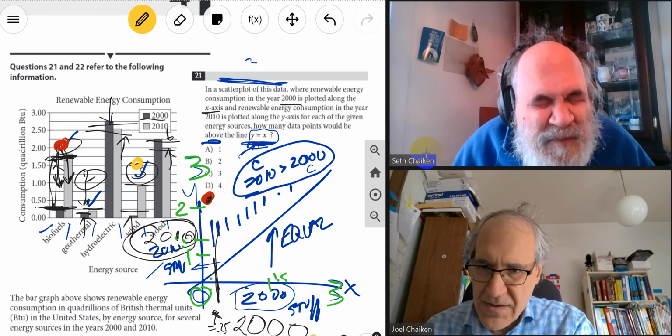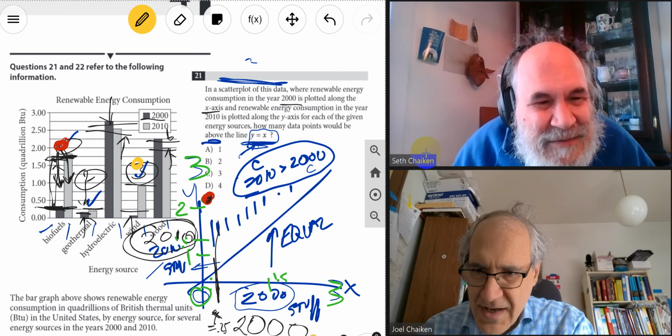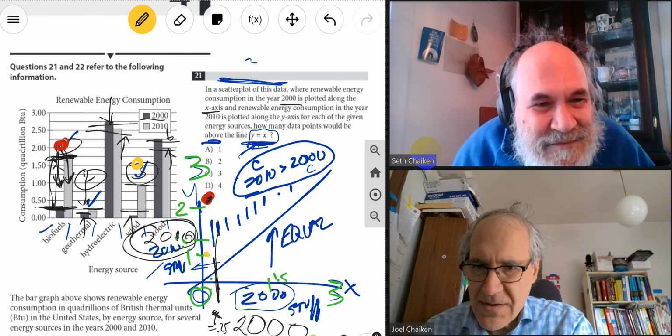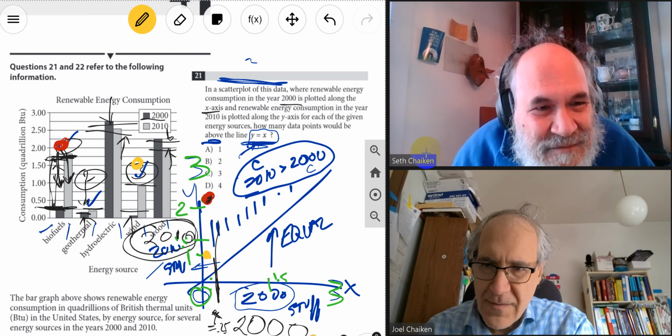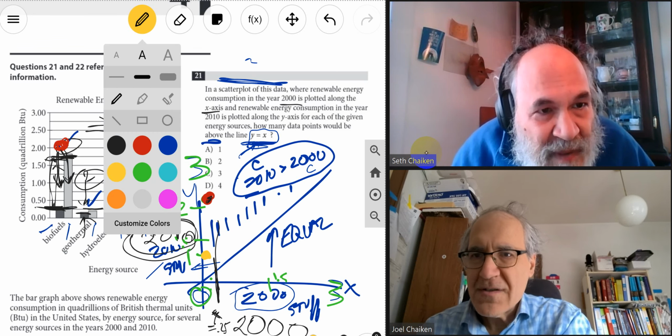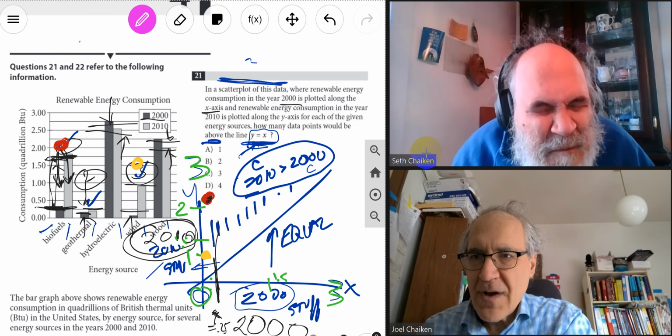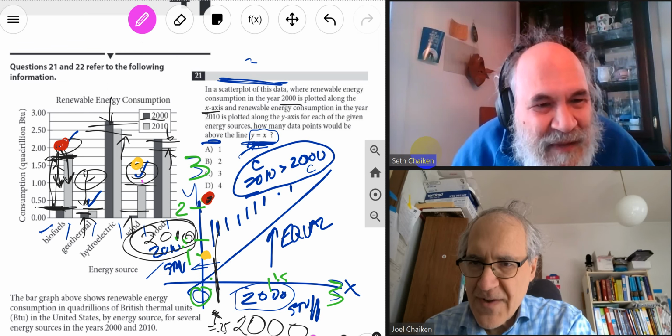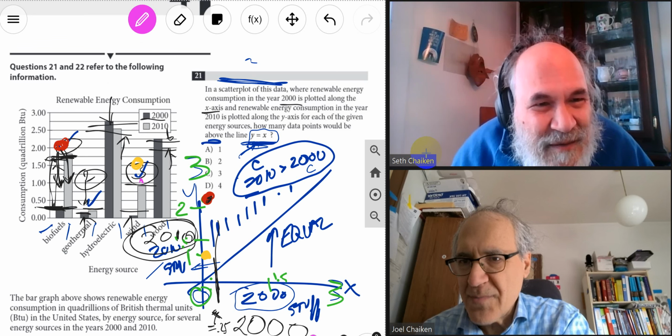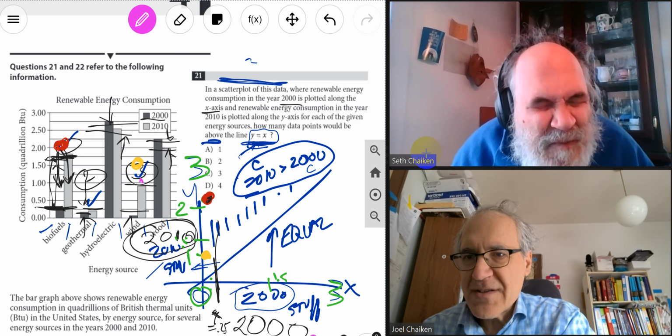Okay? Wind is incredibly tiny. Wind is here, about 1. Wind would be there. So why don't we pick one which fails? Not wind. Yeah, let's pick this one, the hydroelectric, which is the biggest one.